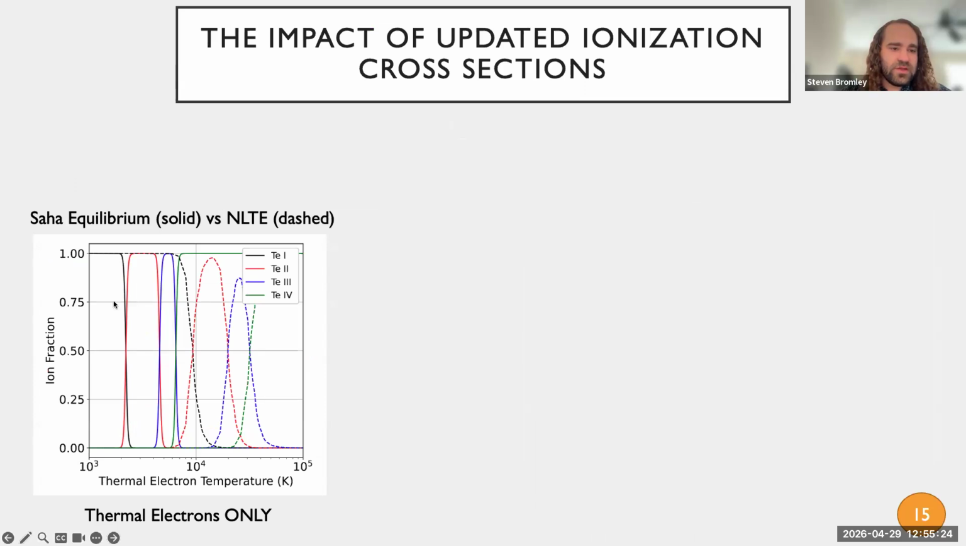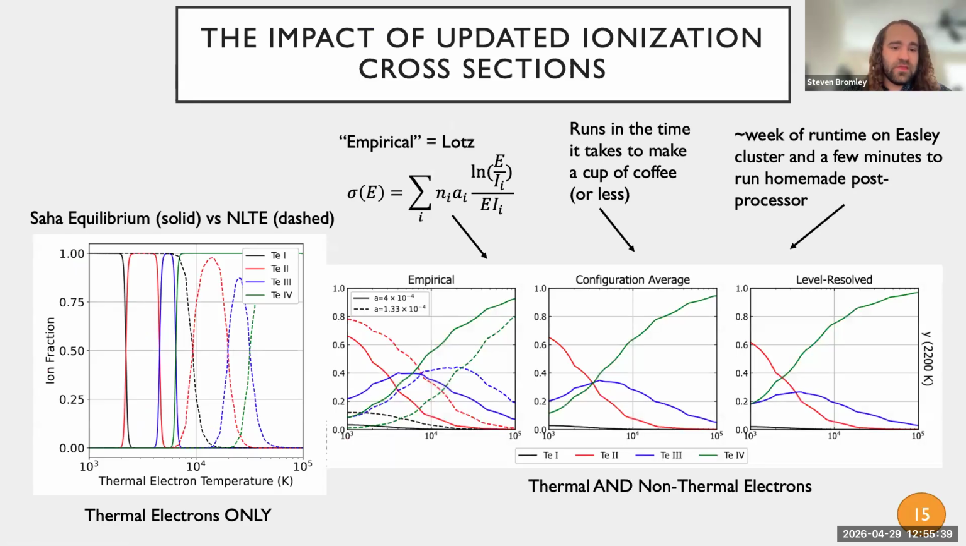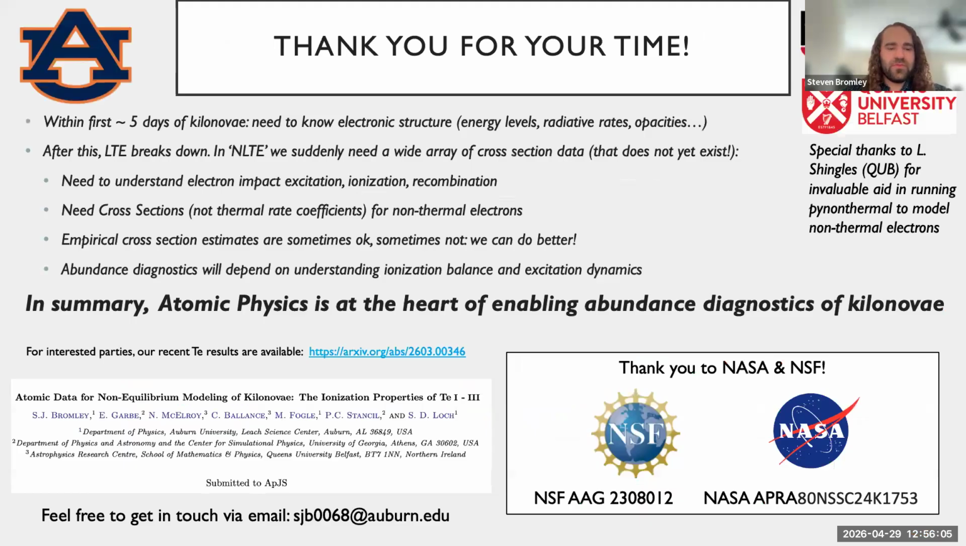So on the left here, this is a typical ionization balance in Saha equilibrium, and then in the dashed lines are a non-LTE ionization balance with just the thermal electrons. If we add in the non-thermal electrons described by our updated cross sections, we see that not only do we get a lot of ions at lower temperatures, but there's a very large scatter here depending on the empirical cross sections. In some cases where the LOTS cross section does reasonably well, in others it does quite poorly, and in both cases of DR and ionization, it can have very large impacts on the ionization balance in these kilonovae. And so I'm just about out of time, so we can go ahead and wrap things up here.